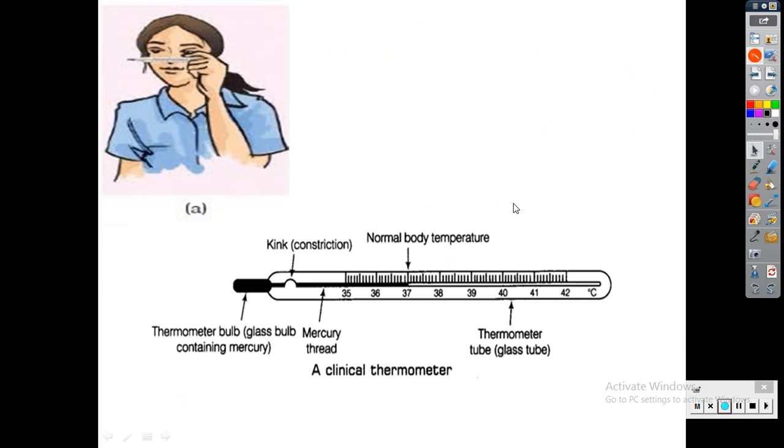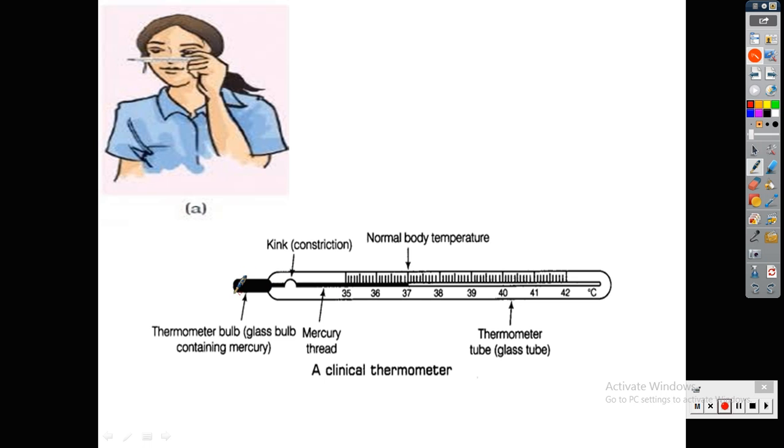You might have seen this clinical thermometer. While reading the clinical thermometer, we have to take care of certain instructions. This area is filled with mercury, and the mercury moves through the small tube inside it, which we already taught. Here there is a small knot-like part.